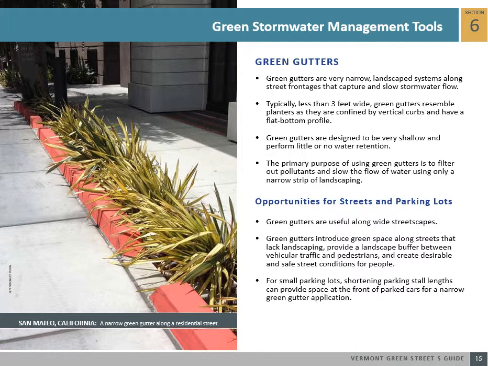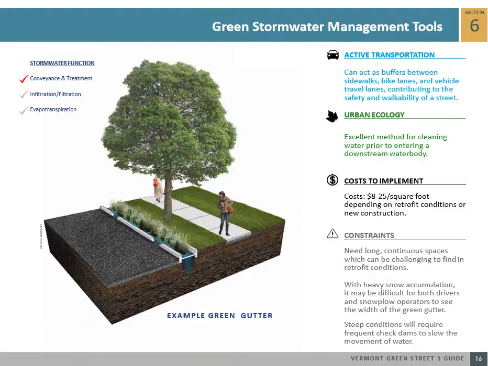Common constraints with green gutters include: green gutters require a long, continuous space to effectively slow and filter pollutants. With heavy snow accumulation, it may be difficult for both drivers and snowplow operators to see the width of the green gutter. Adequate markings or grading at the road surface is necessary to overcome this constraint. In steeper topography conditions, green gutters will need frequent check dams in place to slow the movement of water.